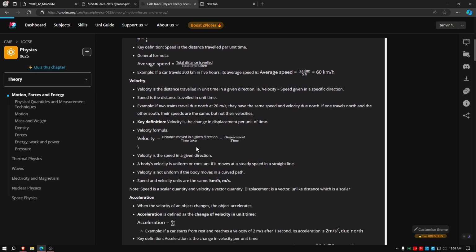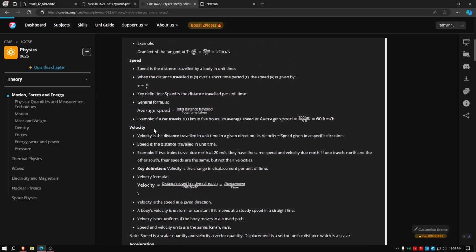Speed, velocity. Okay. So general formula, average speed equals total distance by total time. Example, if a car travels 300 kilometers in 5 hours, 300 kilometers is the distance and 5 hours is the time. Its average speed equals 300 kilometers divided by 5 hours. So 60 kilometers every hour, average speed. So on average, you have to travel 60 kilometers every single hour of the 5 hours to reach the 300 kilometers.